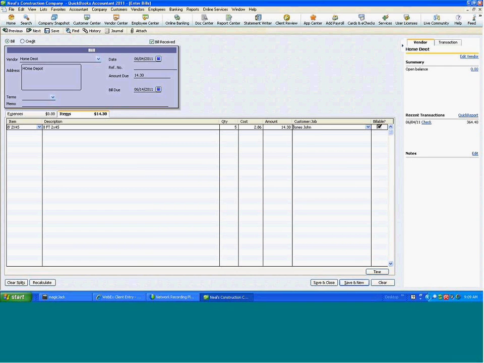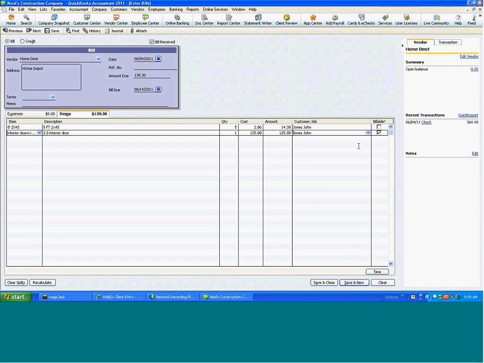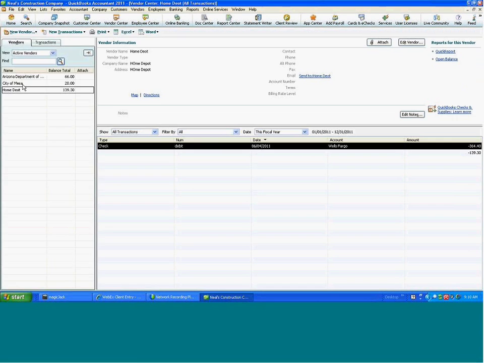If you're wondering about what this little billable thing over here is, that's if you wanted to have this charge directly billed to the customer. And we won't deal with that now, but that's what that's for. And I had 1 3.0 door, and the guy decided that he only wanted 1 door instead of the 2. And I just record that, save it.